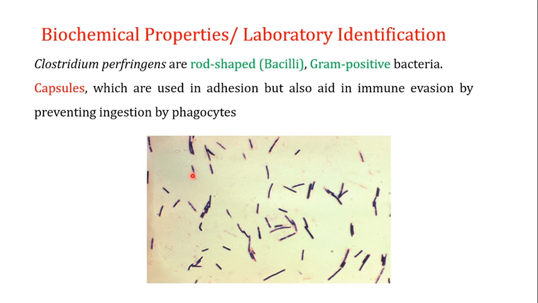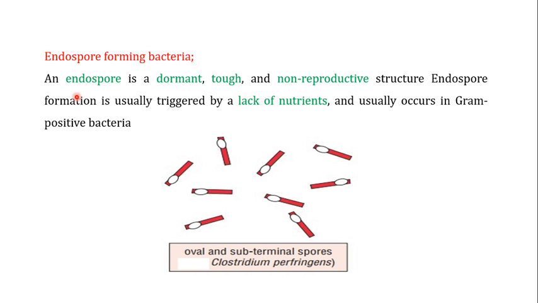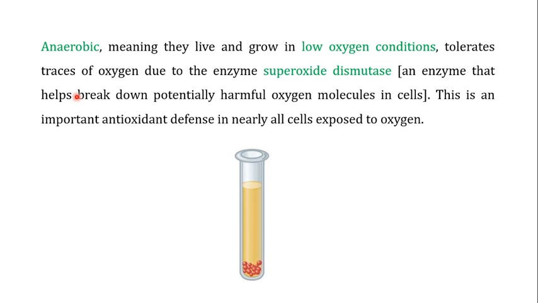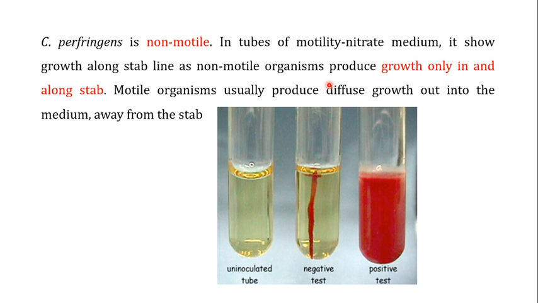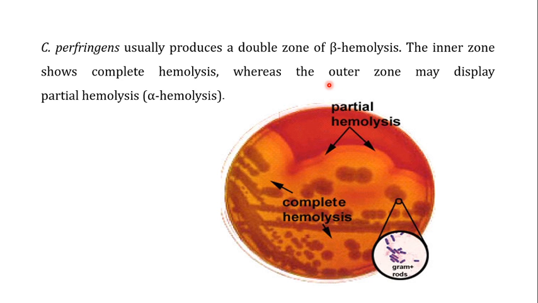The biochemical properties of Clostridium perfringens were that they were rod shaped, gram positive, and having a capsule. They were endospore forming bacteria, they were anaerobic, and they were able to tolerate traces of oxygen by having the ability to produce superoxide dismutase. They were catalase and oxidase negative, and C. perfringens was non-motile. C. perfringens actually shows a double zone of beta hemolysis, in which you see the complete beta hemolysis on the interior, and on the outer side you see partial hemolysis.